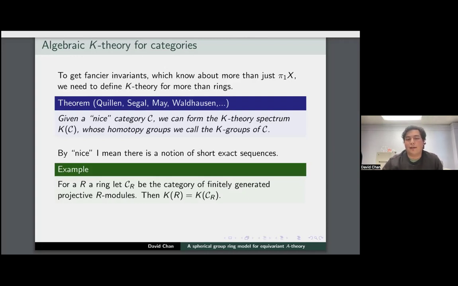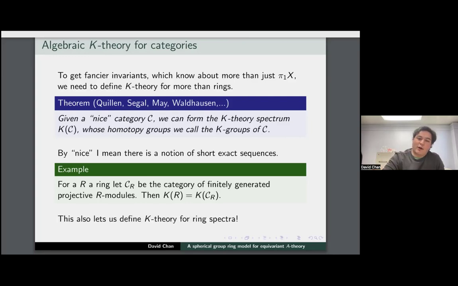So if R is a ring, we let C_R be the category of finitely generated projective R-modules. Basically, this category is nice almost by fiat. If you want to call your category nice, you should probably be able to interpret the category of finitely generated projective R-modules in some way, such that the K-theory of that is the K-theory of R. This is one of the guiding principles here.